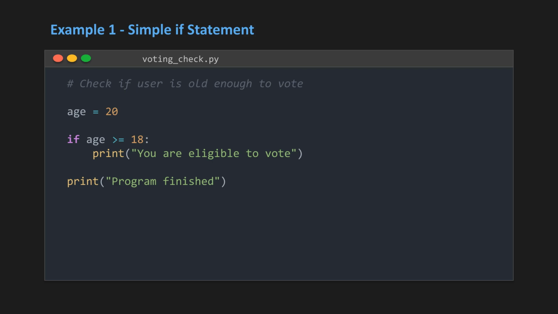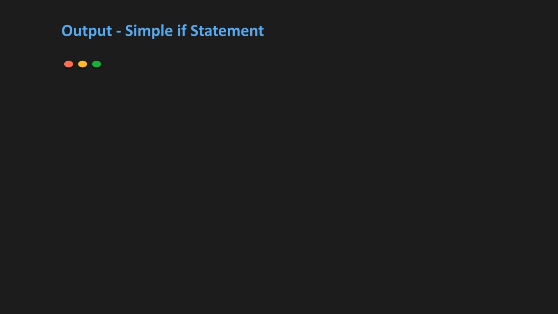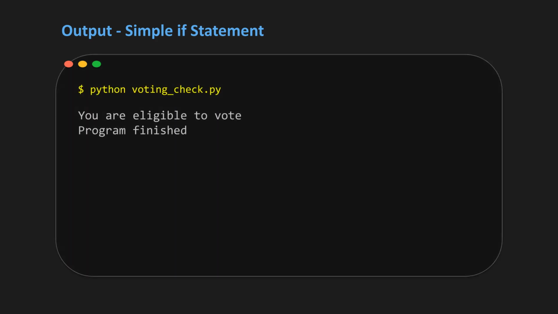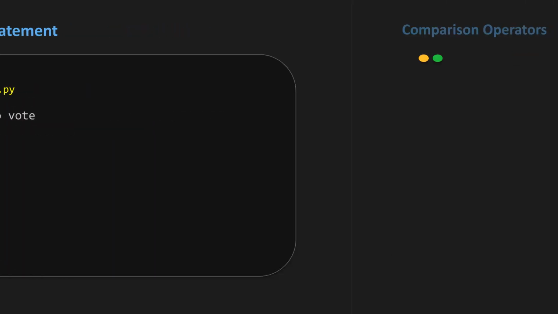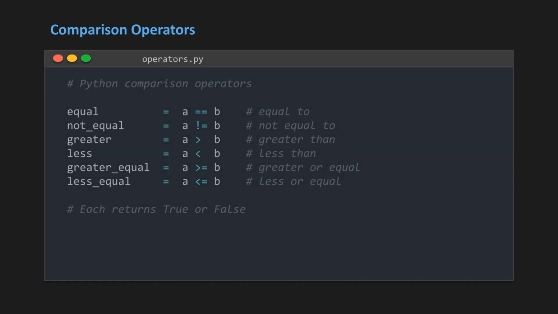voting_check.py. If the age variable is 18 or greater, the program prints, "You are eligible to vote." Since the age in our example is 20, the condition age >= 18 is true, and the output is "You are eligible to vote," followed by "Program finished." If statements rely on comparison operators to evaluate conditions, such as equal to with ==, or greater than or equal to with >=. These comparisons always return either true or false.